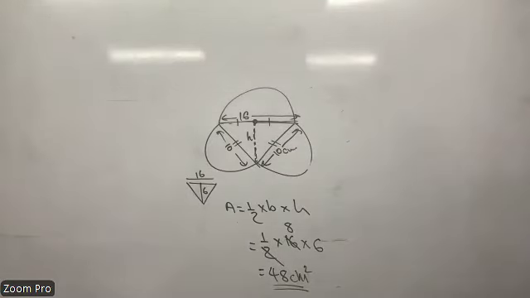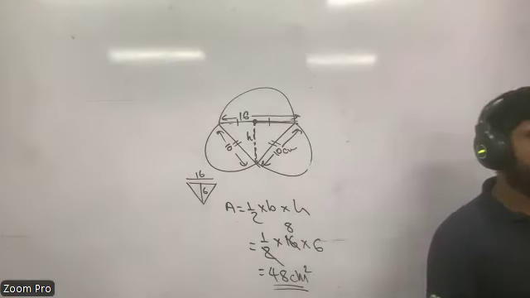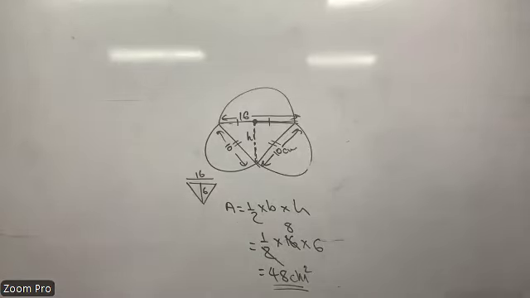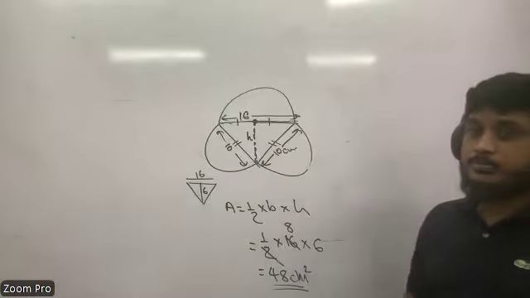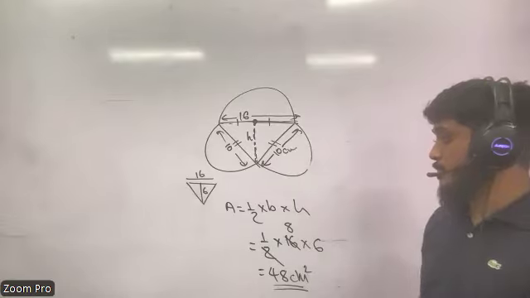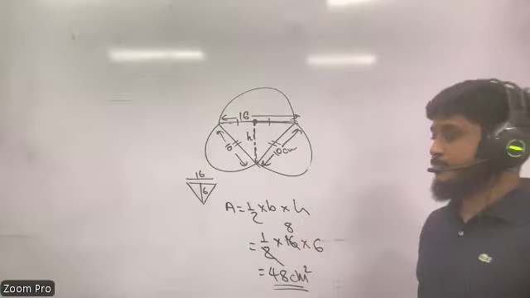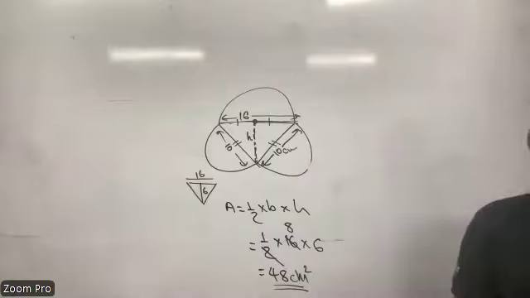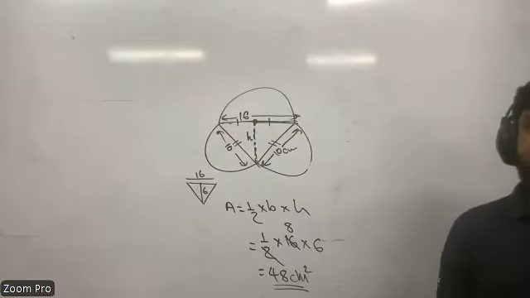Okay. We have found the area of the triangle. So this is the formula we use to find the area of the triangle. Are these things clear? Half into base into height. Base is 16, height is 6. Okay.